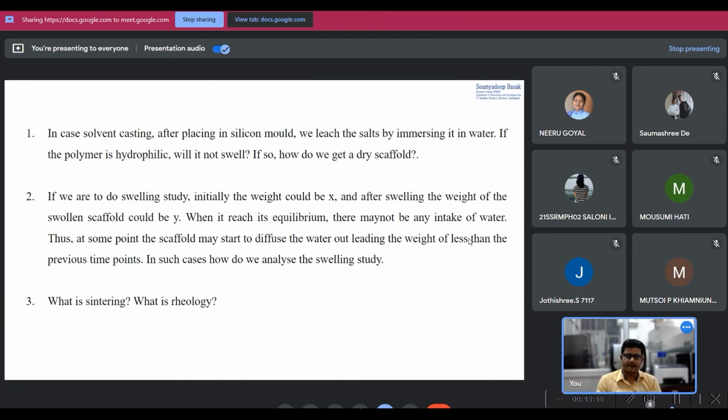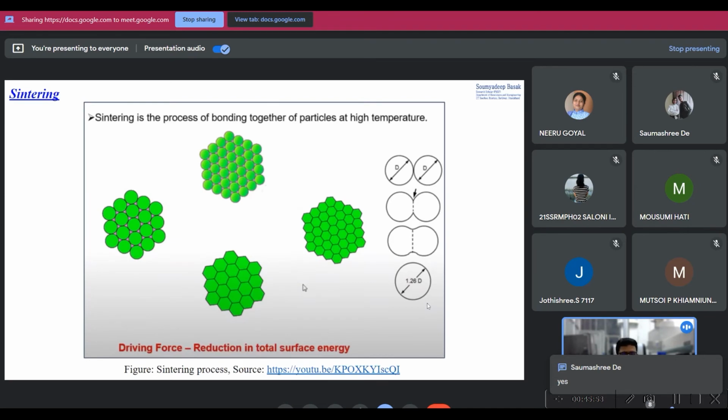Okay. All right. So the next question is, what is sintering and what is rheology? Sintering is the process where the material is subjected to a very high temperature, a temperature that creates the possibility for materials of various kinds to diffuse. So what happens is a neck-like structure is created while sintering is going on. This necking will ultimately lead to the fusion of the material.